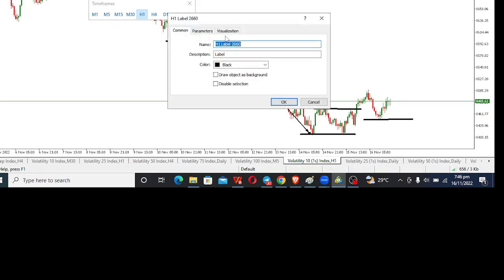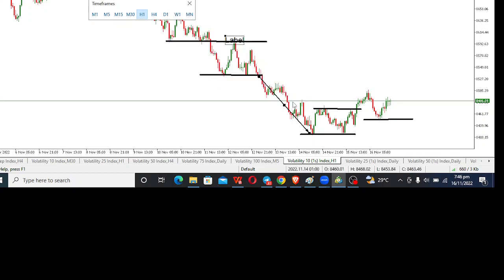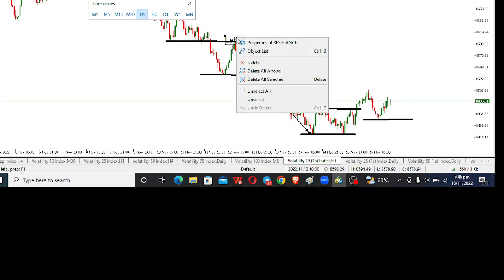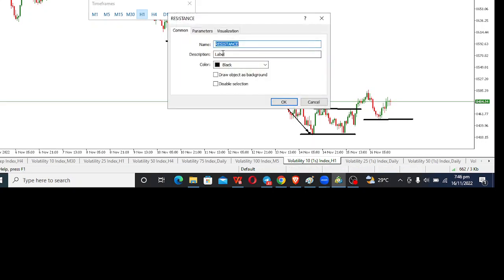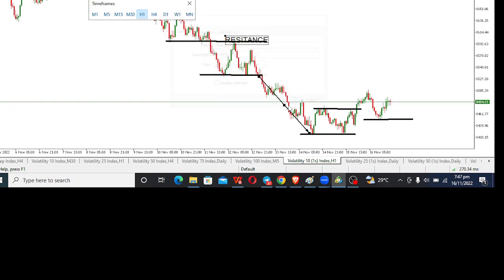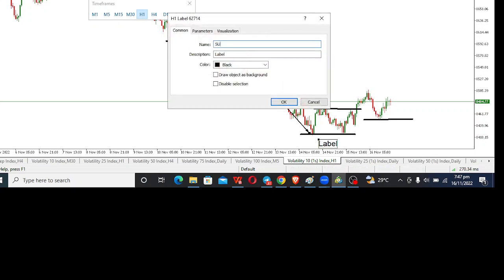So this would be our resistance based on the explanation I just gave. But if you don't understand anything, you can just comment in the chat box. If you also think I'm doing something wrong, you can equally comment in the chat box. So this would be a resistance, and then we would have a support somewhere here.